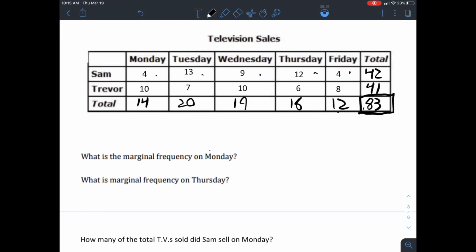So these first two questions will be a little bit of review. So it just wants to know what's the marginal frequency on Monday. So go to Monday, go down to its margin. So 14 total TVs were sold on Monday.